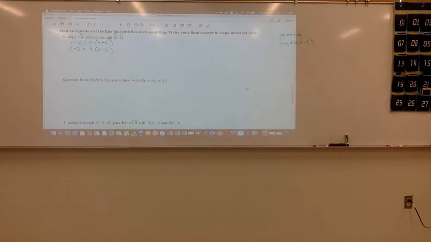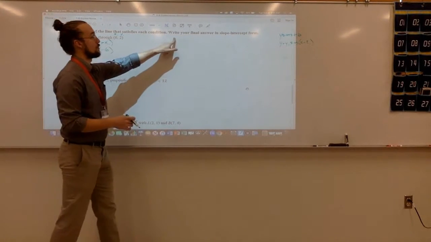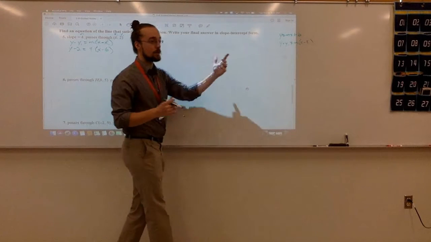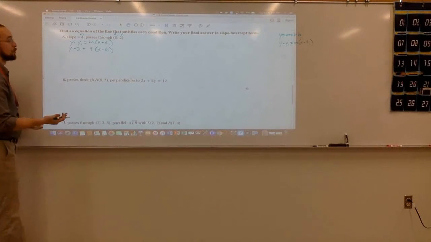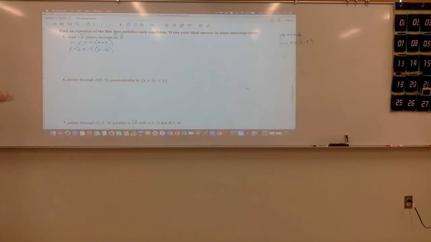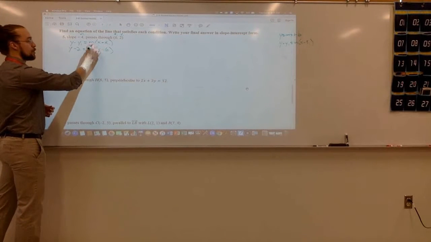Now, sometimes this would be an acceptable final answer. Okay? If it just says write an equation of a line, this would be fine. Here it does specify, though, to write your answer in slope-intercept form. So here we do have to solve for y. So to do that, I would distribute the 4 through.